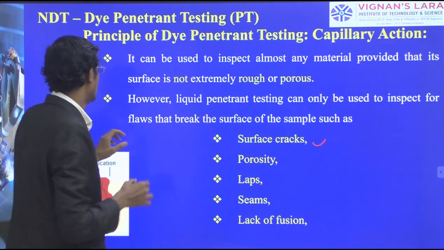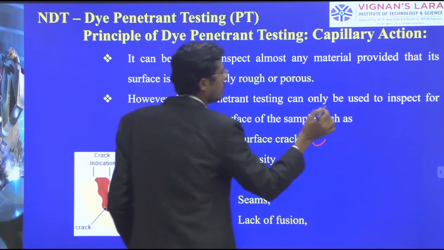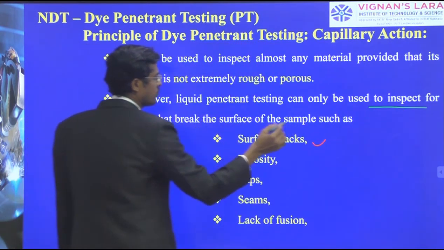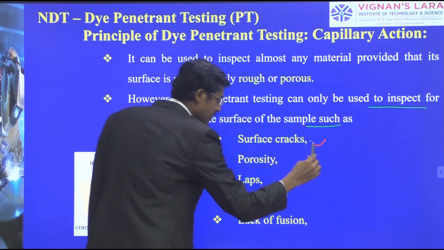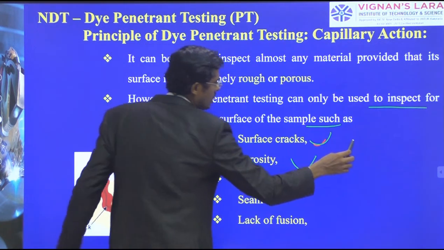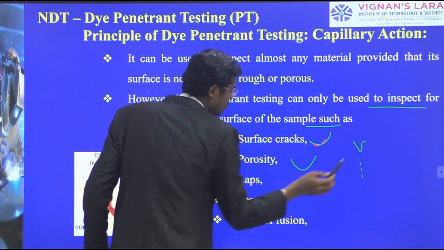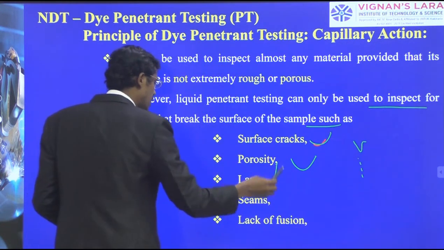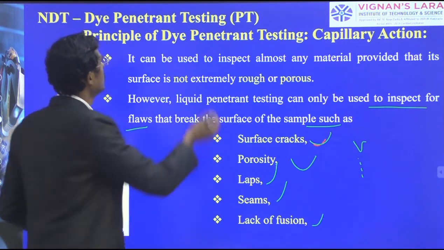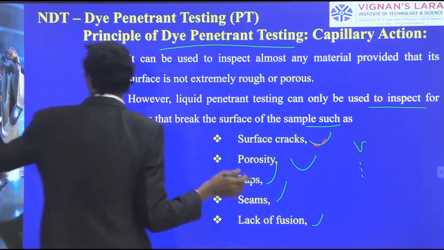However, liquid penetrant testing can only be used to inspect for flaws that break the surface of the sample, such as surface cracks, or maybe a single porosity. It means it is at the surface only, not extended to the bottom. So such porosities, laps or seams, and lack of fusion can be detected by using the penetrant testing method.